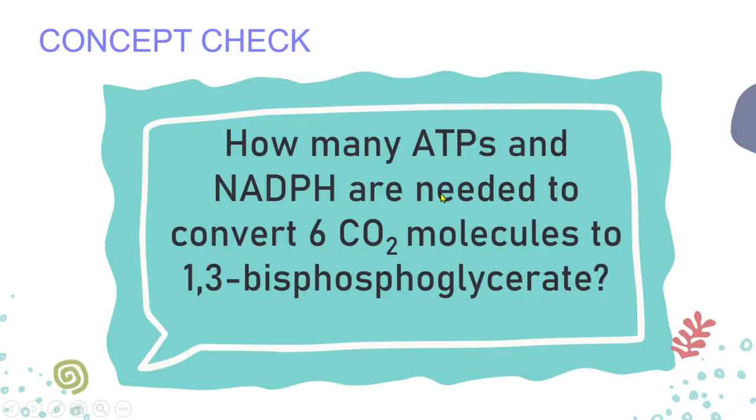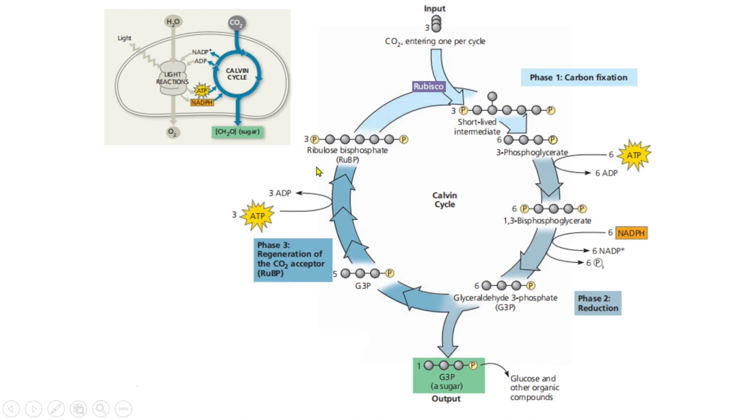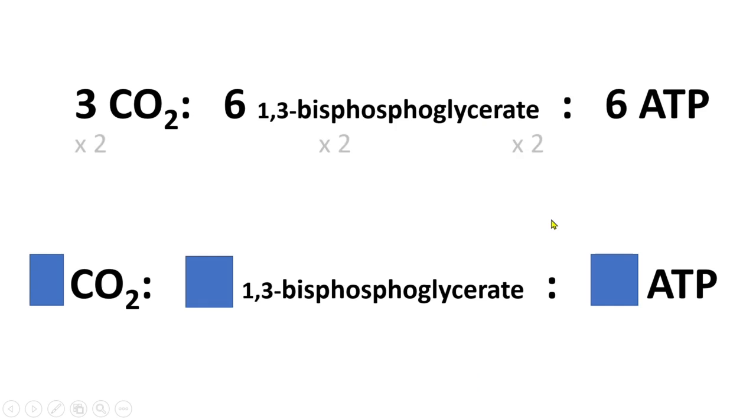So quite easy. How many ATPs and NADPH are needed to convert 6 carbon dioxide molecules to 1,3-bisphosphoglycerate? In this case, we're not going to finish the whole of the Calvin cycle, but we're just going to go up to the 1,3-bisphosphoglycerate. So take note of this. In this case, you will now have 3 carbon dioxide entering here, which will be needing 6 ATPs to become 1,3-bisphosphoglycerate.